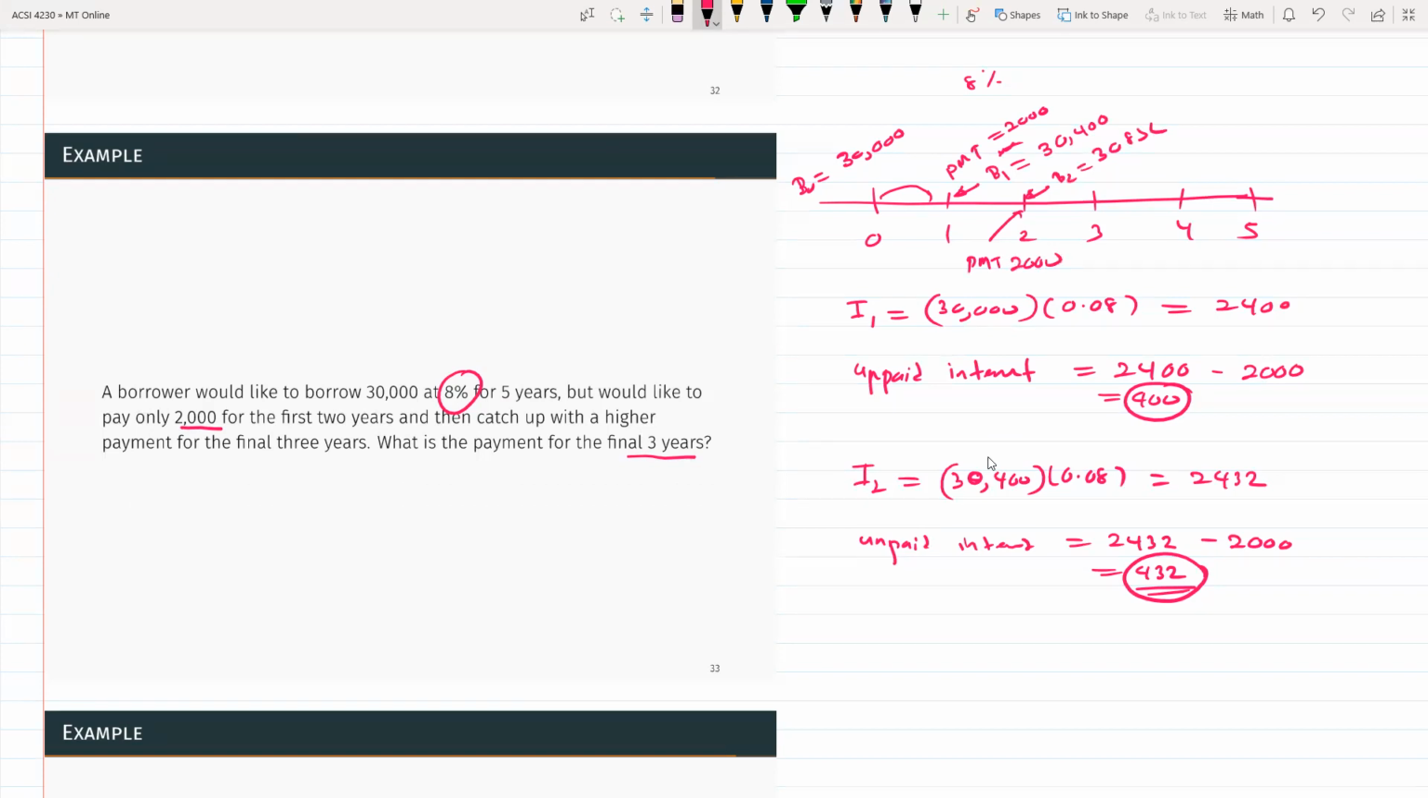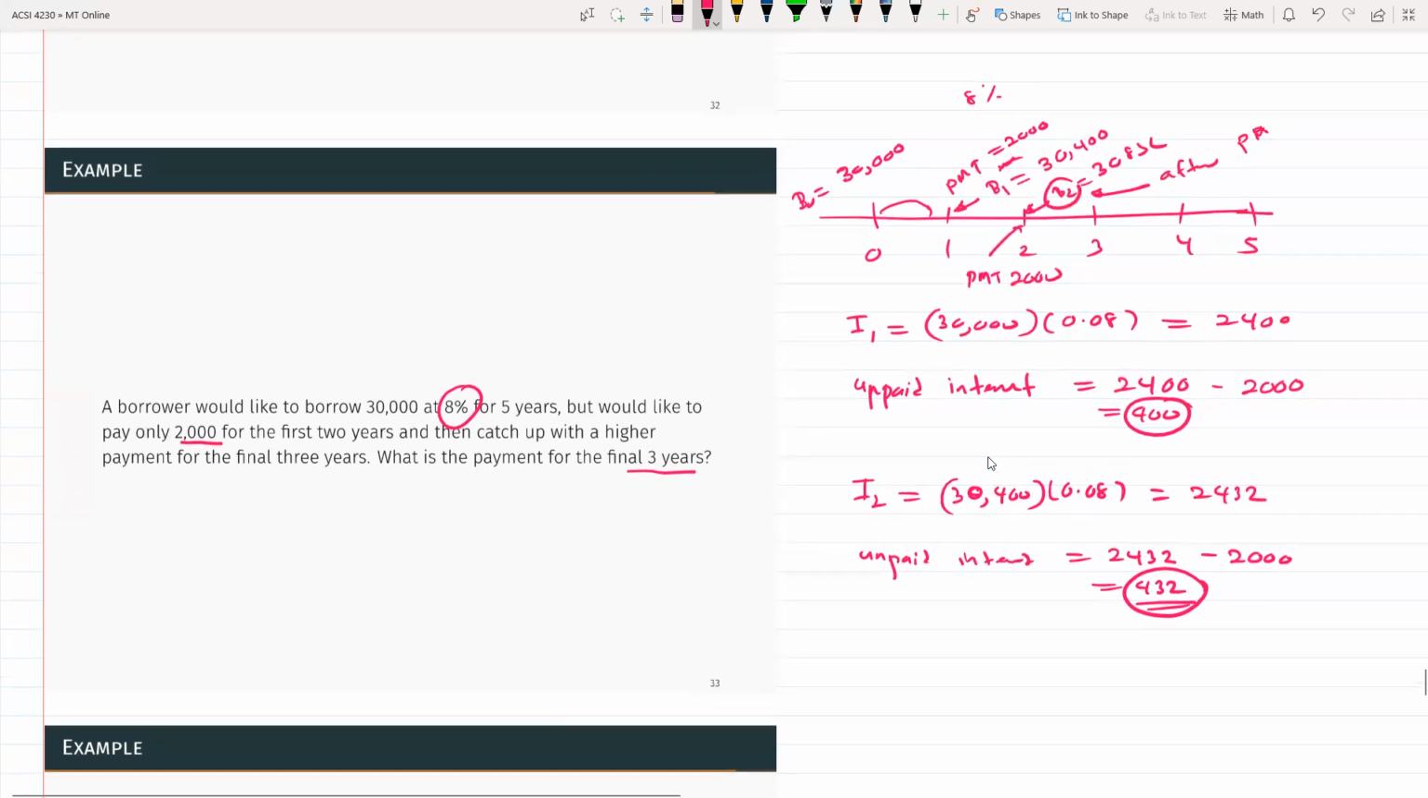Remember what does B2 mean? B2 means the balance after payment 2. So after making all the payments, what's the balance after 2 years? Now we want to pay the rest within 3 years. So here I'm going to make a payment, here I'm going to make a payment, here I'm going to make a payment. So basically payment A3, because it's only 3 years, at the rate of 8%.